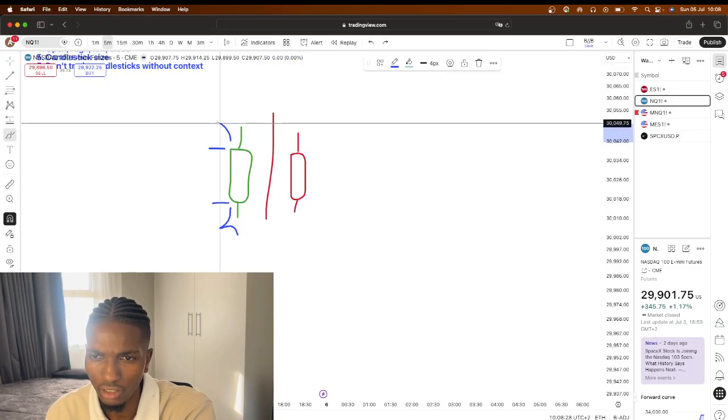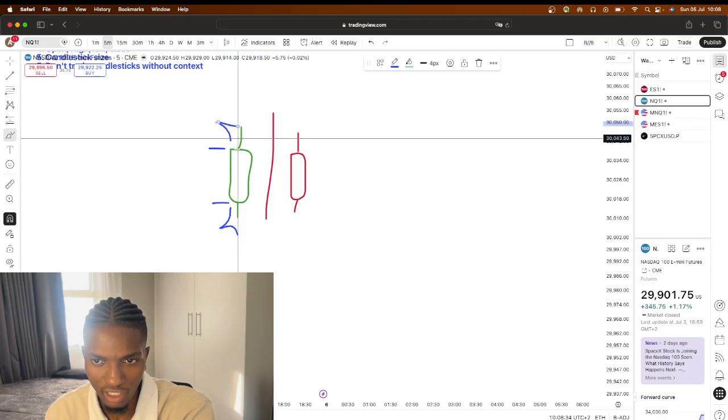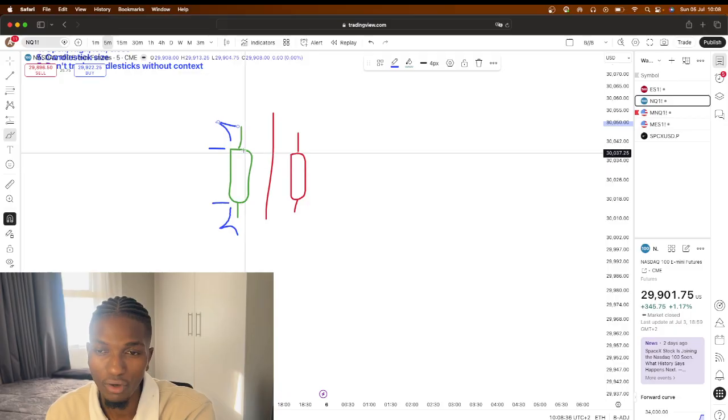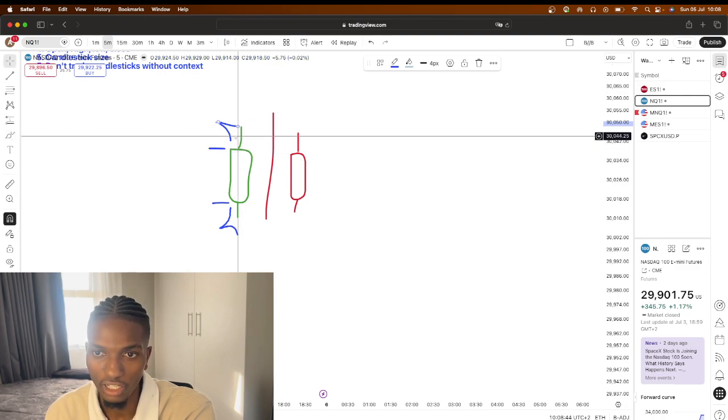Same goes for this one up here. Same goes for this one. It simply shows that price came all the way up to this point, but then it didn't close there. It moved back a bit. It moved down a bit, right? So hence we have this wick.